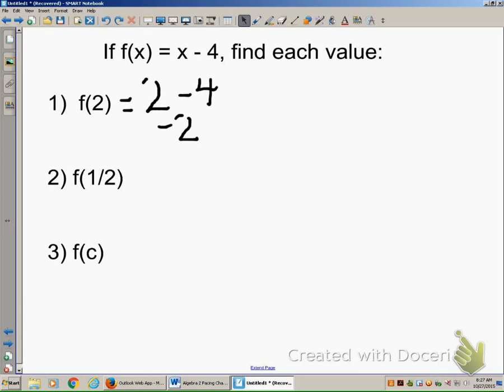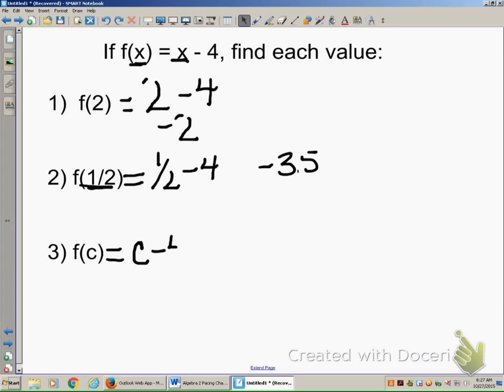F of 1/2. Instead of having f of x, I now have f of 1/2. So I've got to replace my x with 1/2. So this equals 1/2 minus 4, which is negative 3 and 1/2. Okay, f of c. All I need to do is replace my x with a c. So I have c minus 4.